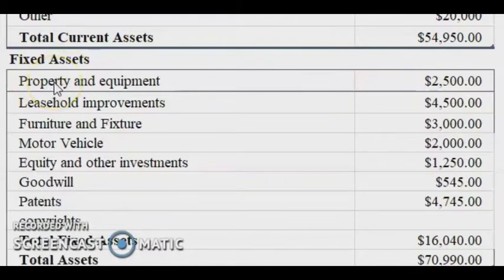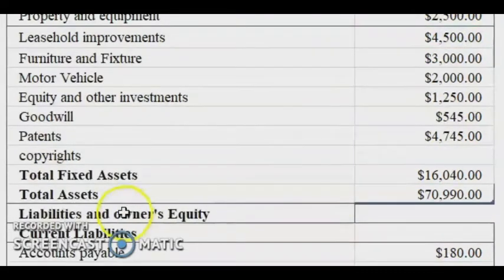Here fixed assets can be further categorized into 2 categories. One is tangible fixed assets and the other is intangible fixed assets. Tangible fixed assets are those which have some physical existence, like property and equipment, leasehold improvements, furniture and fixtures, motor vehicles. These have physical existence. And intangible assets have non-physical existence, for example, goodwill, patents, copyright. So we add all these assets to get total fixed assets. Total fixed assets will be added to total current assets. Then we have total assets of the entity here, which is represented in this column.